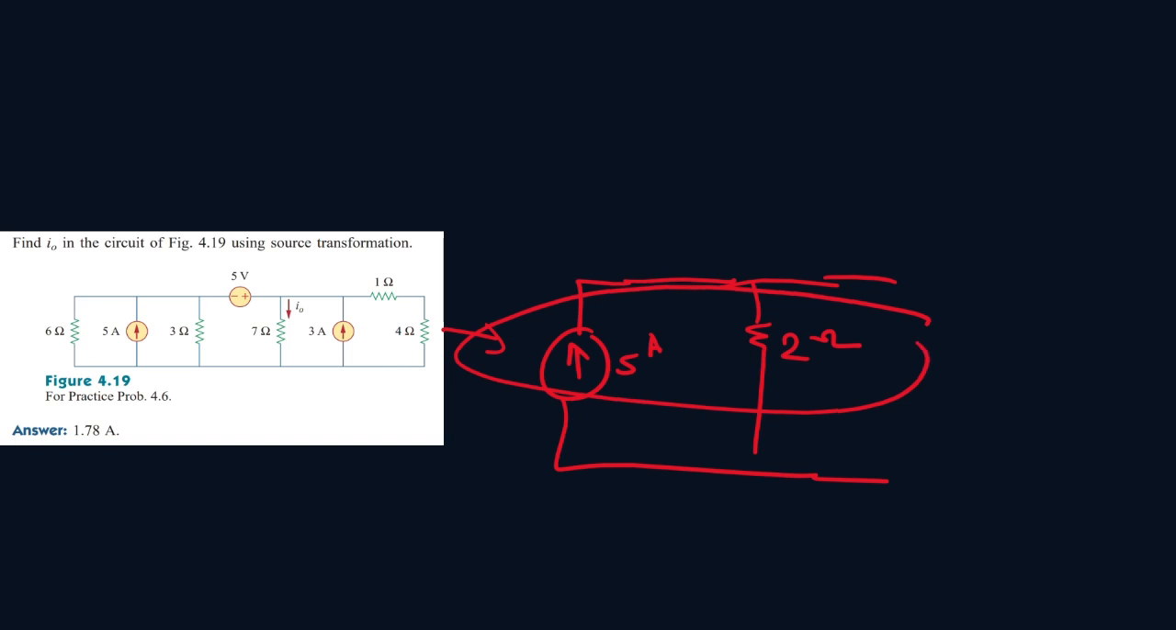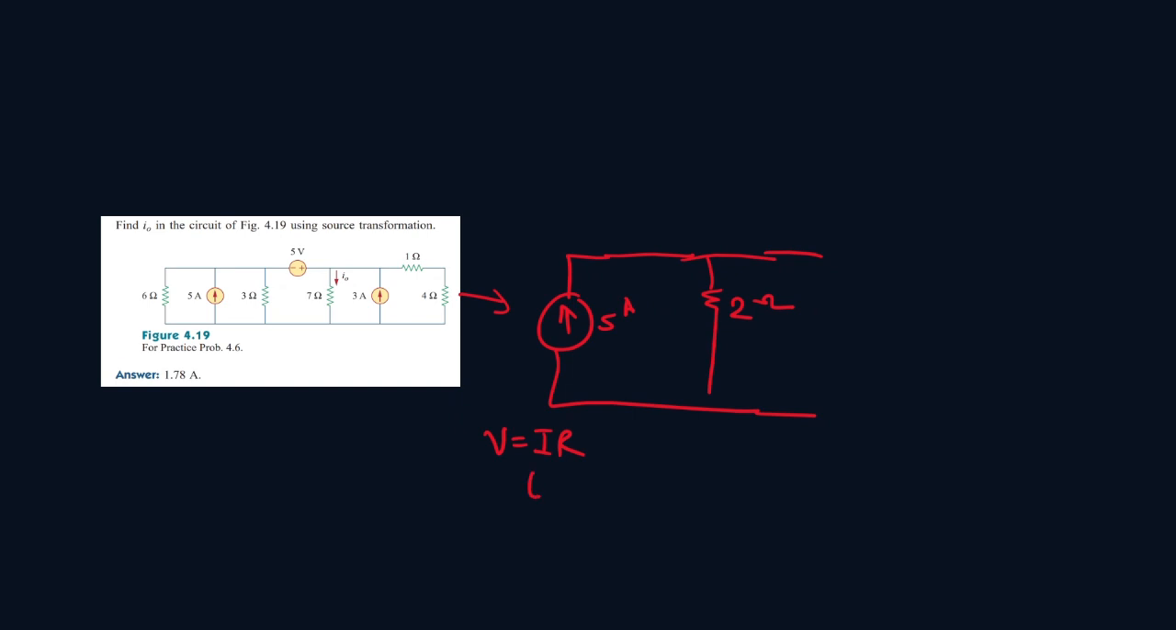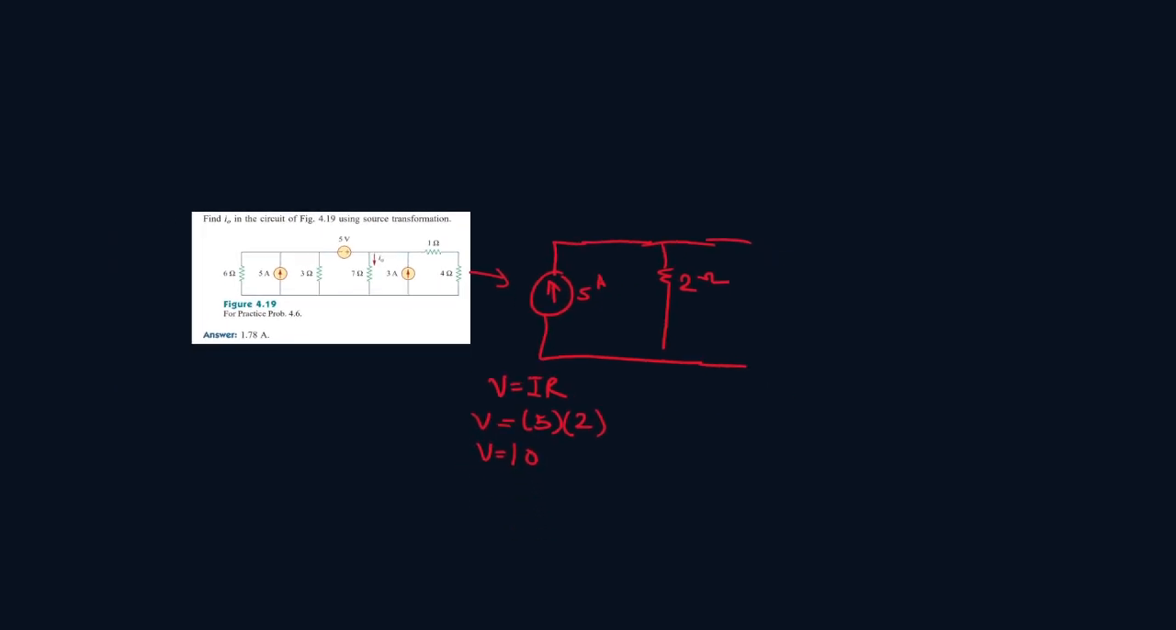Now we can combine these two. So now we know V equals IR. So I is 5 and resistor is 2. So V equals 10. So we can rewrite this circuit like this. Alright, so this will be 2 ohms here. This will be 10 volts here. And the positive is in the right direction because the negative is moving up. So because the current is moving up and then right, the positive will be on the right direction.